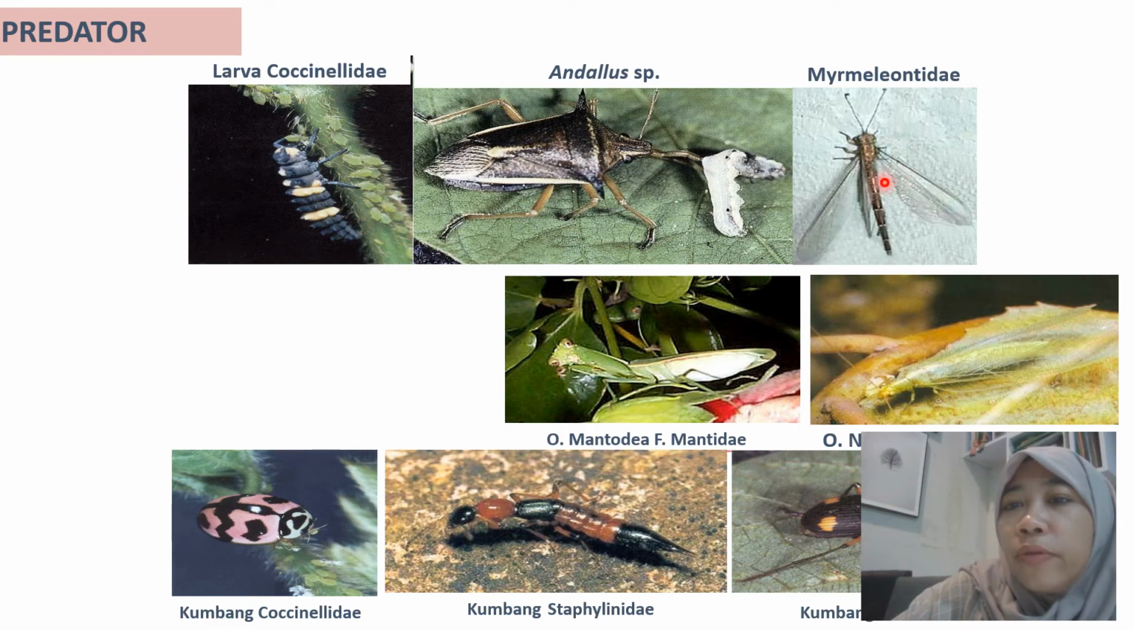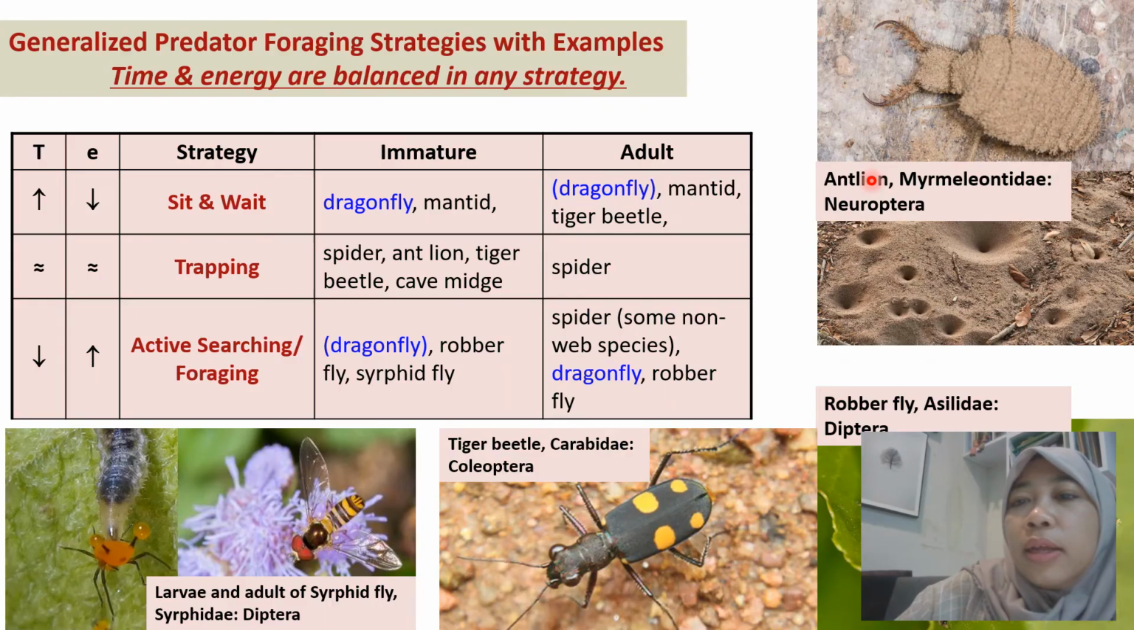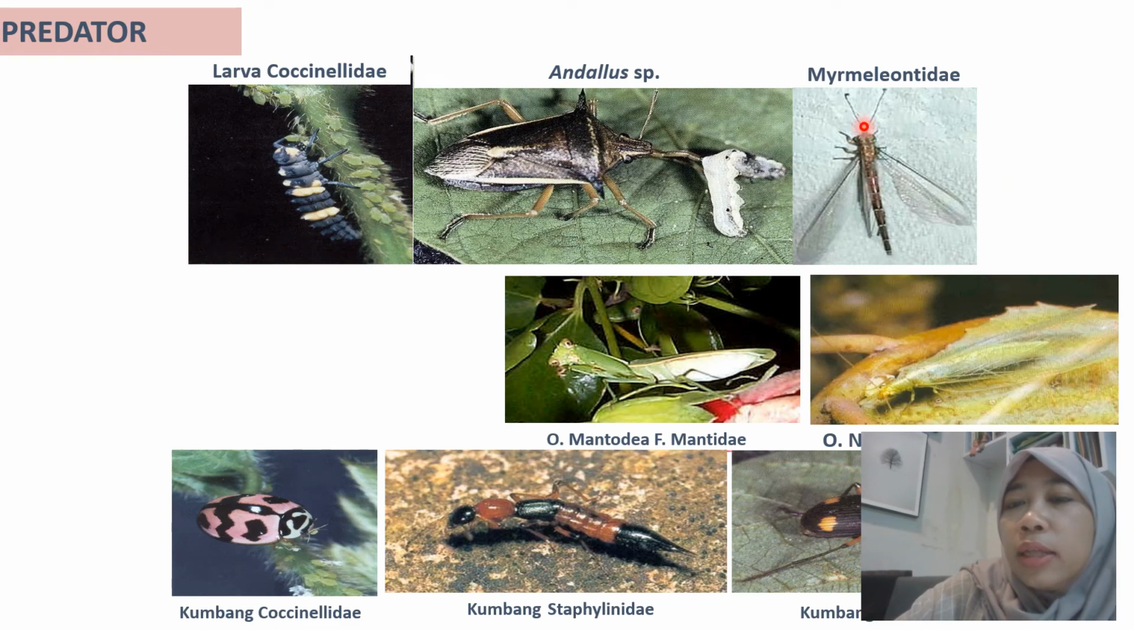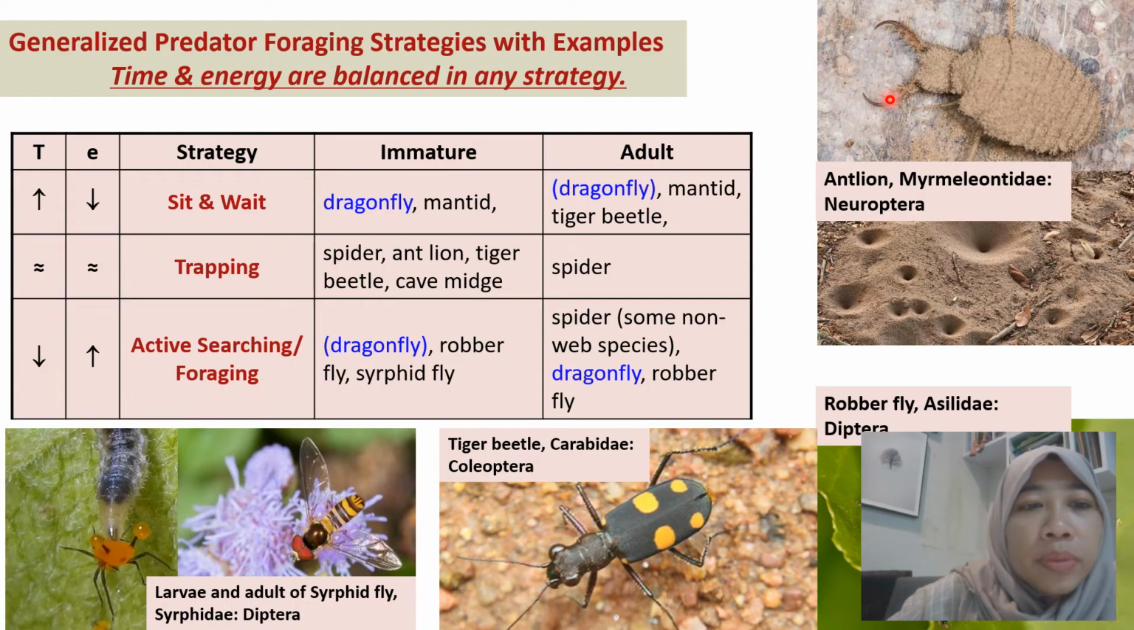This is the adult of the ant lion. The difference between this and the dragonfly is that the antenna of Myrmeleontidae is longer than Odonata. And some pests actively search, like dragonfly, robberfly, and syrphid fly.